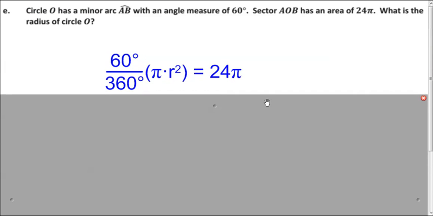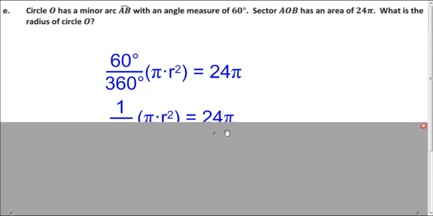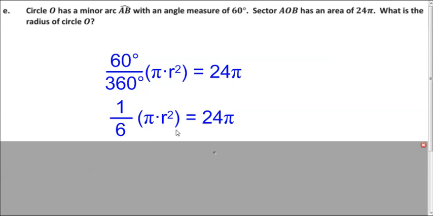So here we know the measure of the minor arc, and we know its area. What's its radius? So here's one where we plug in, and we work backwards to find the radius. So 60 degrees over 360 degrees is our fraction, and here's the entire area. That equals 24 pi. So this is 1/6 pi r squared is 24 pi.